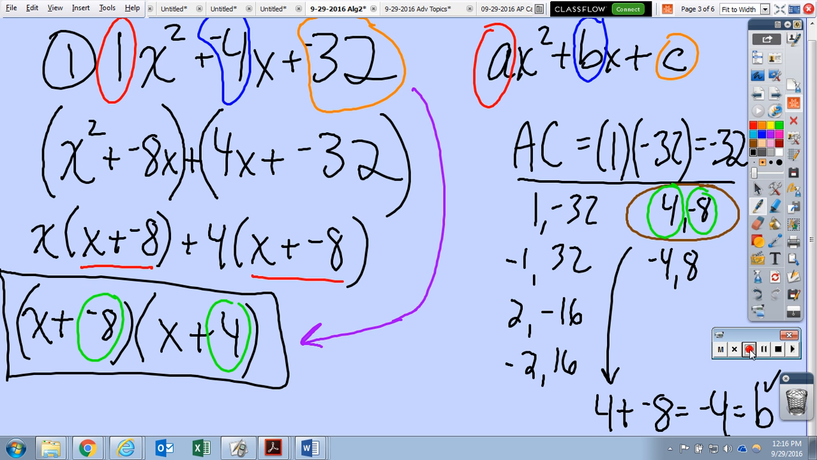And then I factor by grouping. So these two have an x in common. These two have a 4 in common. You do that, and then you notice that these two have x plus negative 8 in common. So I factor out x plus negative 8, leaving me x plus 4. We'll see more of these later. Right now, for today, we're just going to focus on the simple case when the A is 1. You can go straight from here to here after you've done this part.